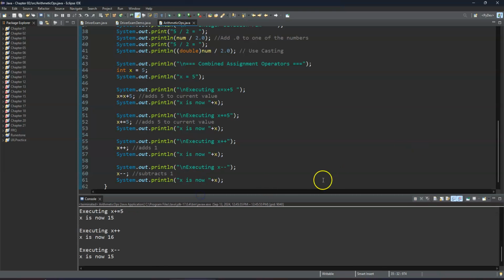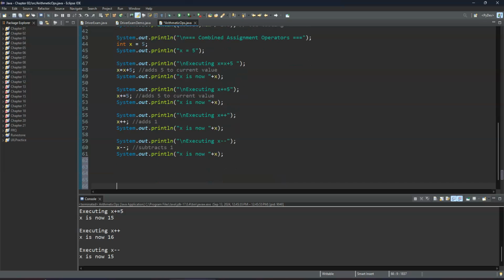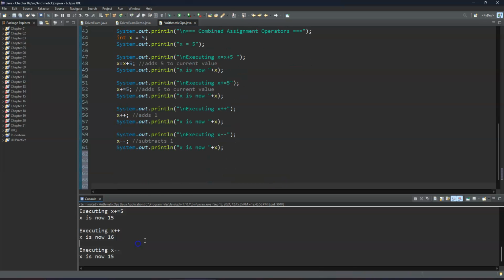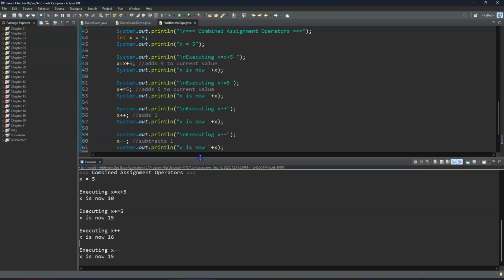All right, so here, let me make some space here. Okay, we're going to start with this x here, right? So right here, I have x equals 5.